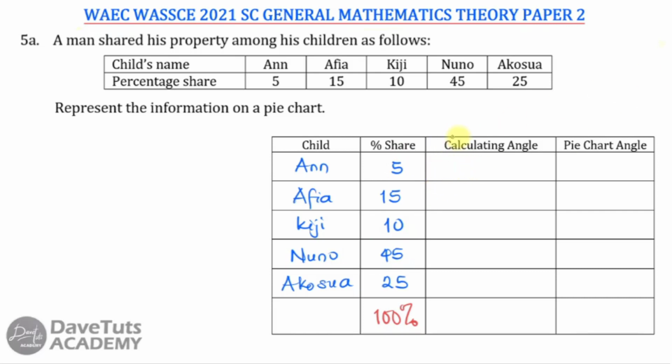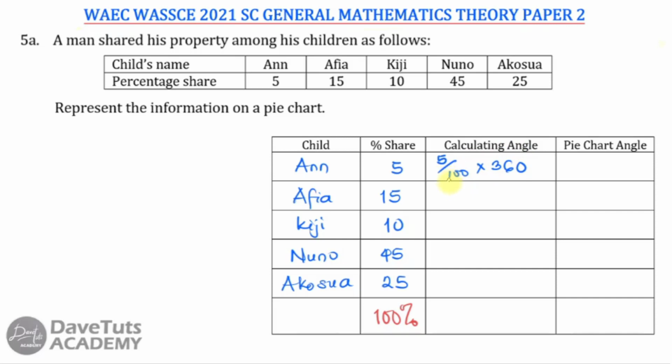And in the first case, what we just need to say is the particular share of each child over the total, which is 100, multiplied by 360. And that 360 is going to be reflective of the angle that the share will represent on the pie chart. You can see this is a fraction of the percentage multiplied by the total number of degrees that we can have on a pie chart.